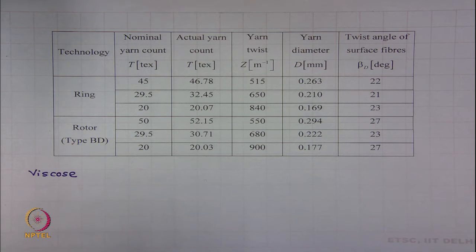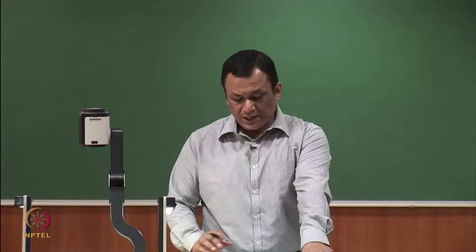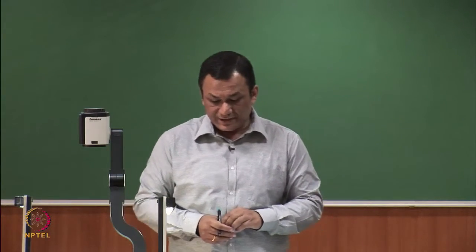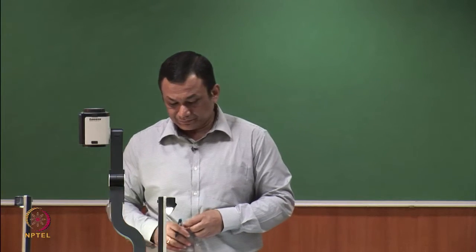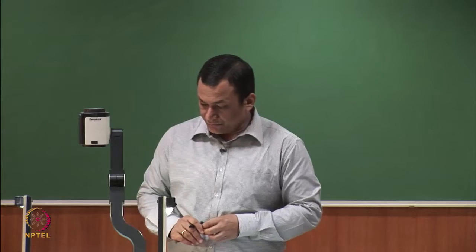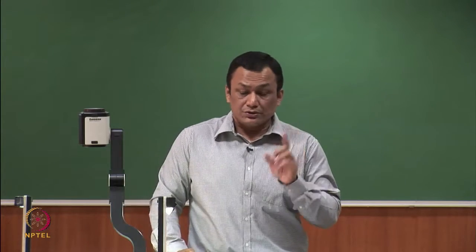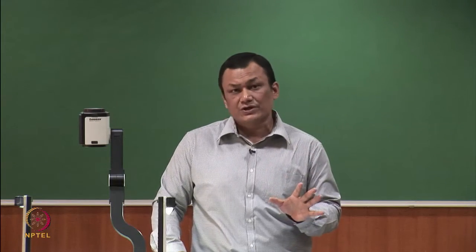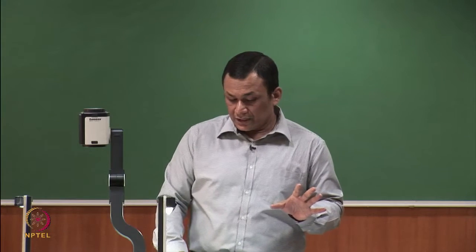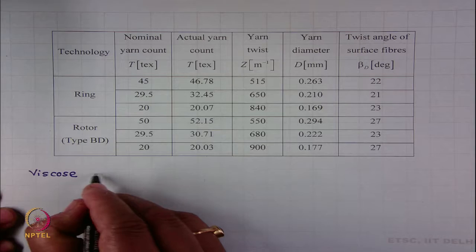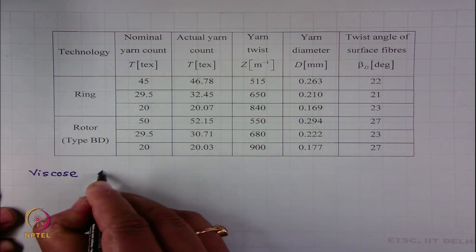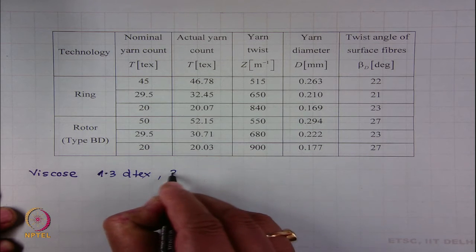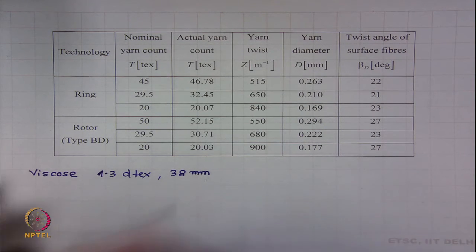Now, those yarns were also tested for stress strain curve. The viscose fibers were also tested for stress strain curve. Viscose fibers had linear density 1.3 decitex and length was 38 mm.